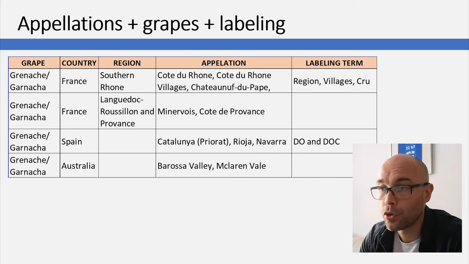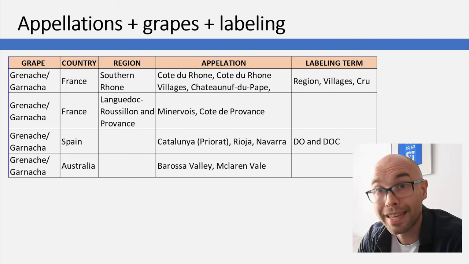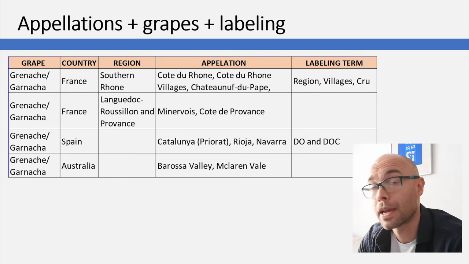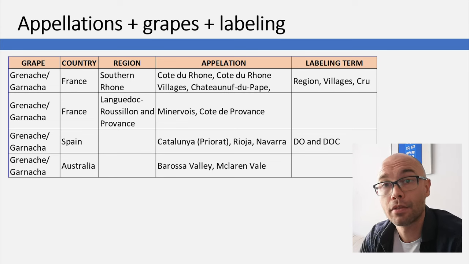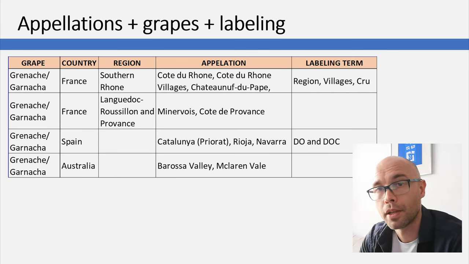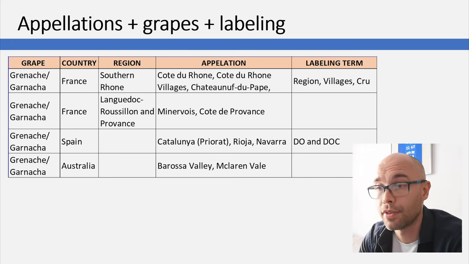In Spain, you need to remember three different regions. That is Catalunya. In Catalunya, you have a specific appellation called Priorat, and then the separate regions of Rioja and Navarra, and the labeling terminology of DO and DOCa. If you did not see the videos on European and non-European wine labeling terminology, please check that video.